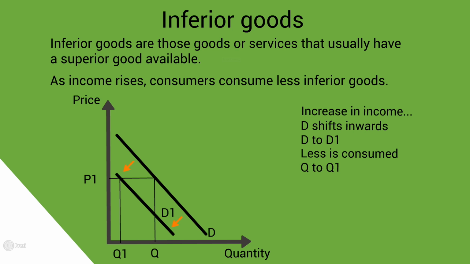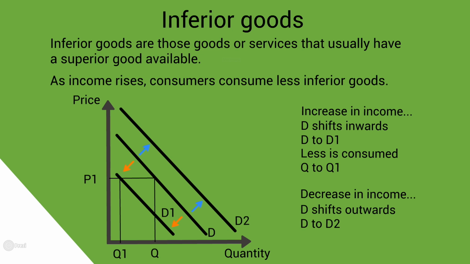Now we are going to assume the opposite, and our consumers have a decrease in income. As our consumers' income decreases, it means that consumers switch from consuming superior goods and now choose to consume inferior goods. This causes demand to shift outward from D to D2. At a price of P1 and this new level of demand, a greater quantity is consumed. Q2 is now consumed, which is greater than Q.